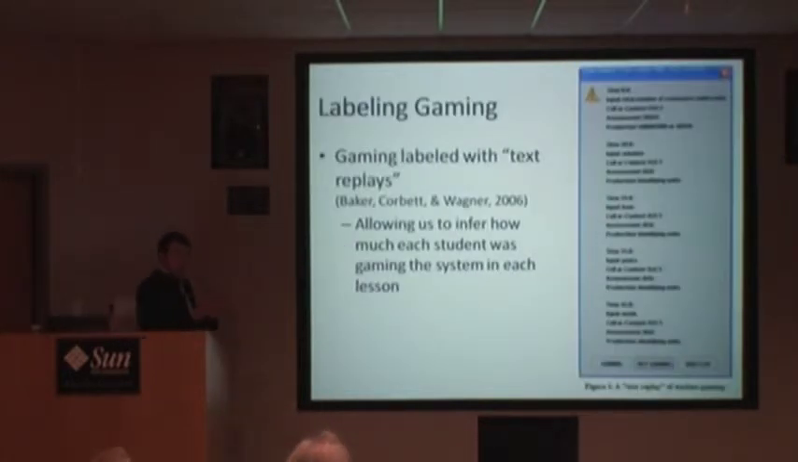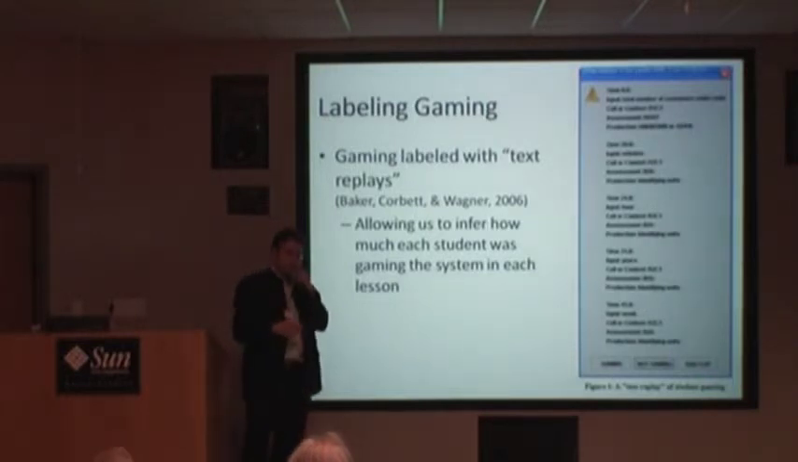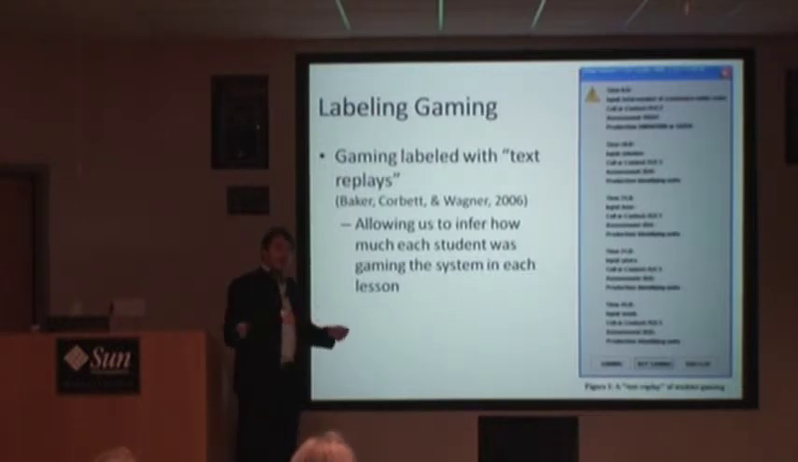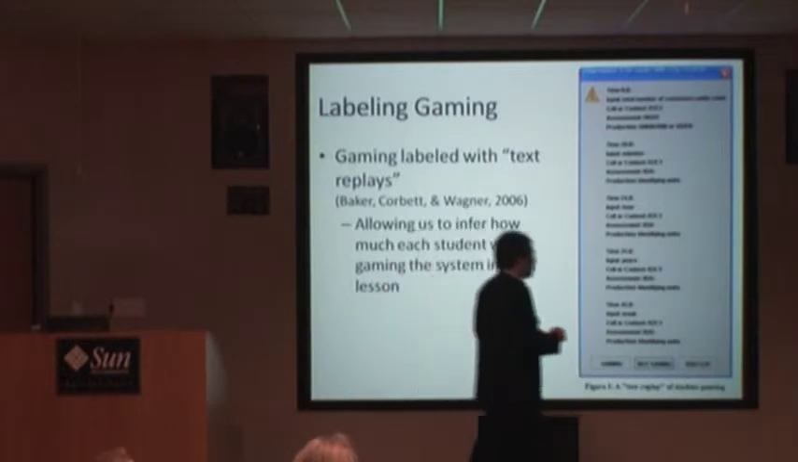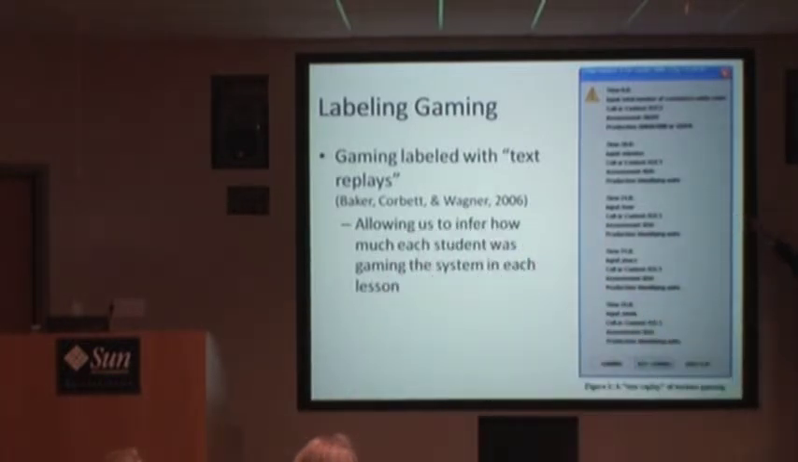But we labeled gaming in this study with text replays, which was a method that enabled us to label large amounts of data. We have machine learning detectors, but we hadn't validated them on every single lesson. It might be that if they caught gaming more often or less often than it actually occurred in a specific lesson, we'd have artifactual evidence for more or less gaming. So instead, we pre-printed segments of the log files and had an observer label them. So this is a clip from the text replay software. This is real student data.